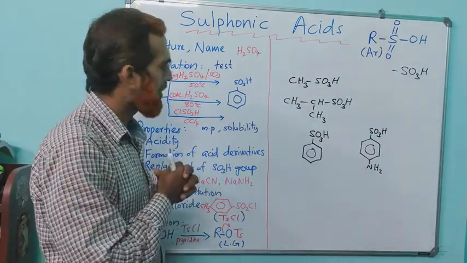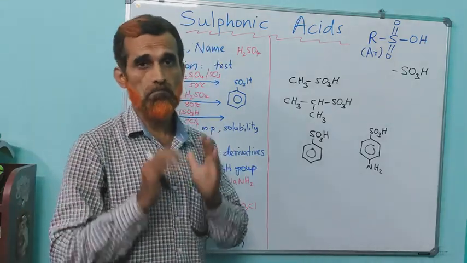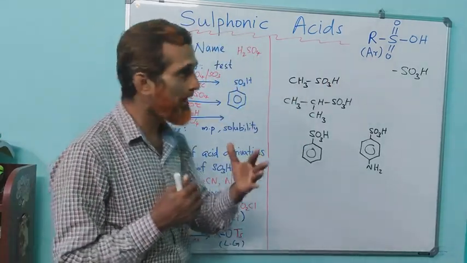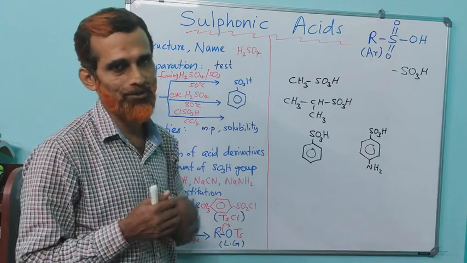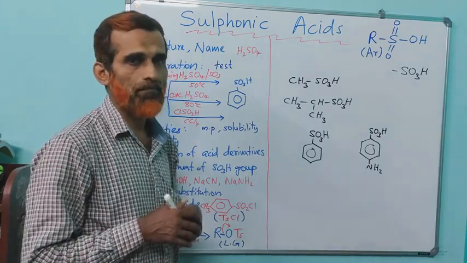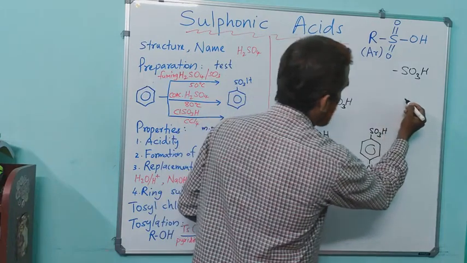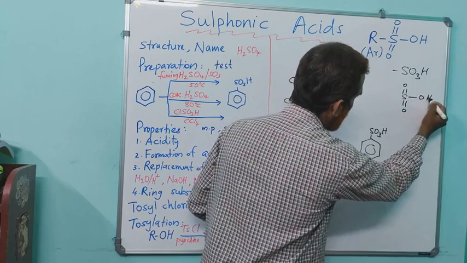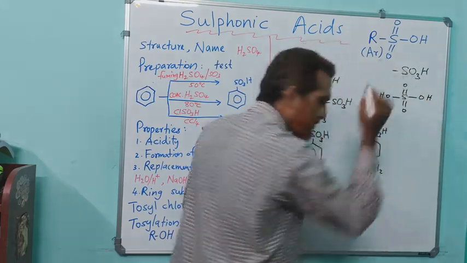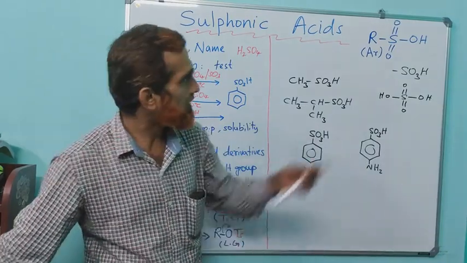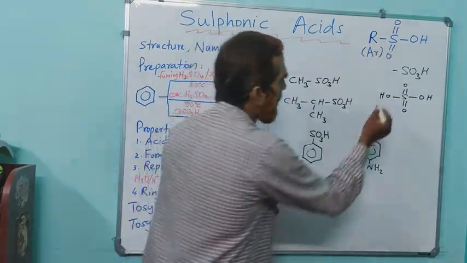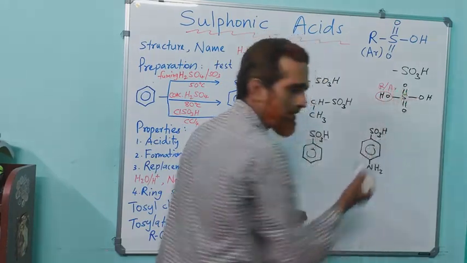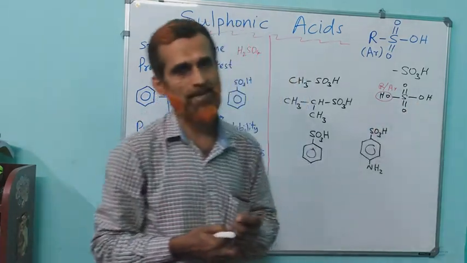Before we go into the details, first of all, let us make it clear about the structure of the sulfonic acid group and compare it with sulfuric acid, the common mineral acid. Sulfuric acid is H2SO4. It is a dibasic acid, that means it has two OH groups, right? Now in sulfonic acid, what happens? One OH is replaced by an alkyl or aryl group, correct? Now it is a monobasic acid.